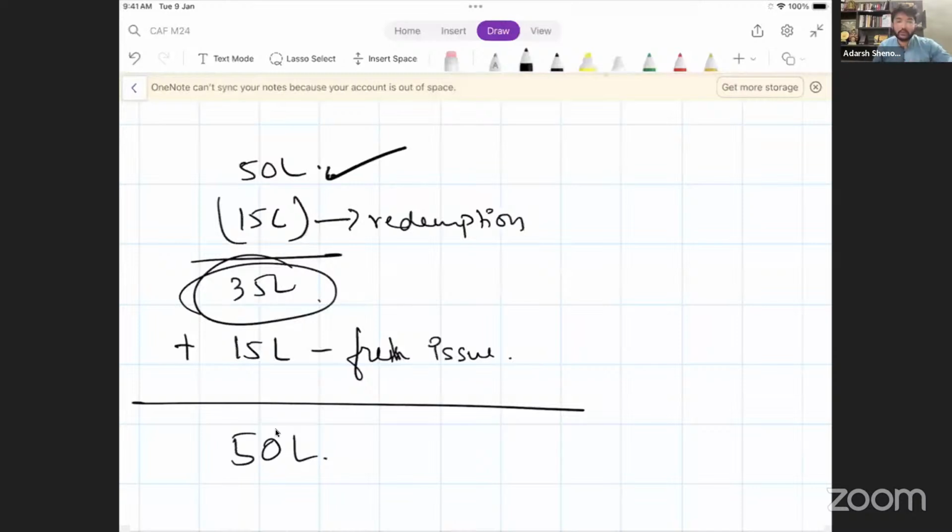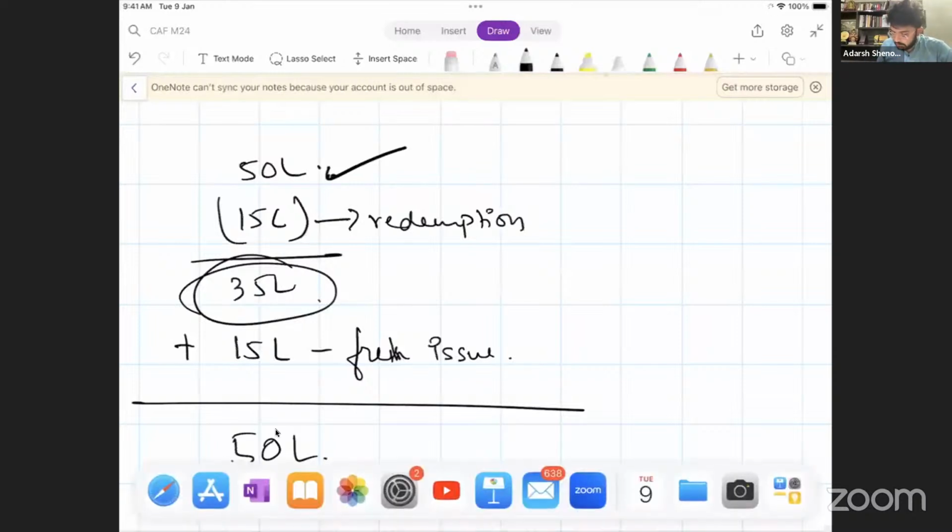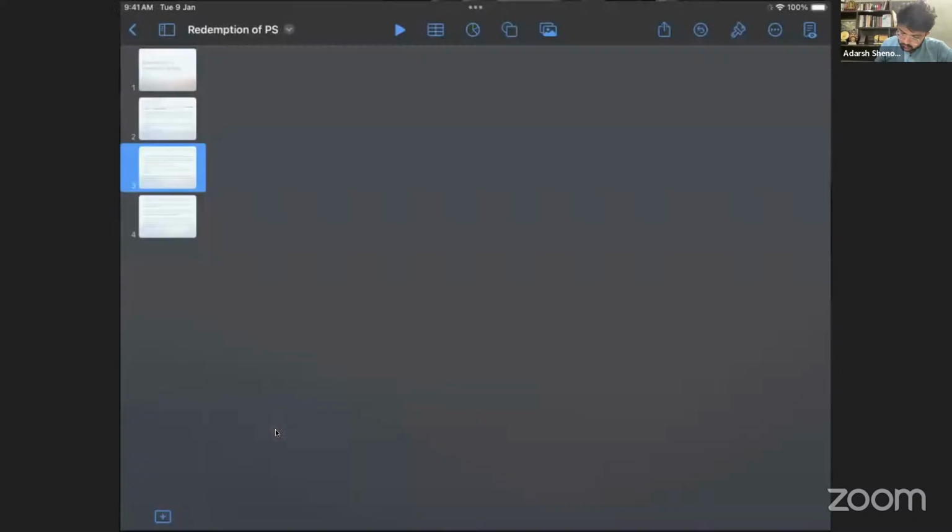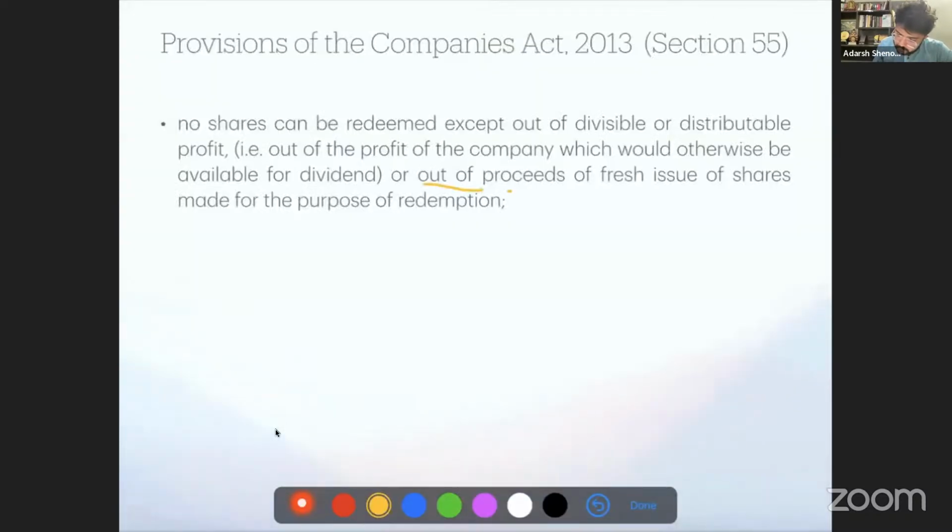This is one way. There was an "or" here. I saw the second "or". So, "or out of proceeds of fresh issue of shares made for the purpose of redemption." So the first option which we discussed now is that you can do redemption, but to do redemption you must make a fresh issue, because the capital must be intact.